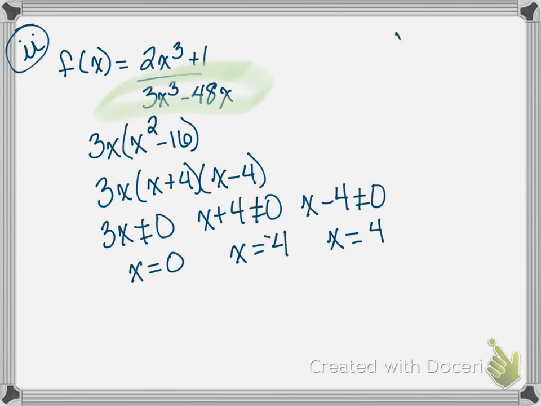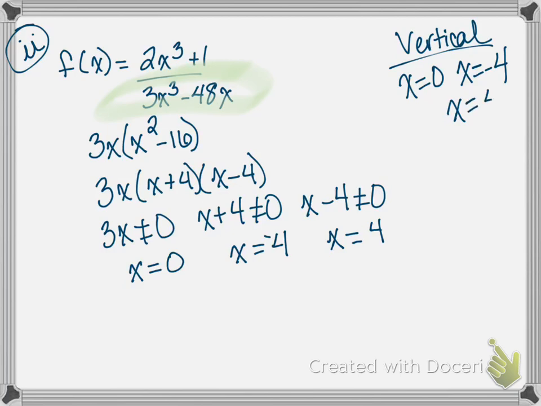So my vertical asymptotes are x equals 0, x equals -4, and x equals +4. And those drive my graph. So my graph never ever crosses a vertical asymptote. Now, it could cross a horizontal asymptote.